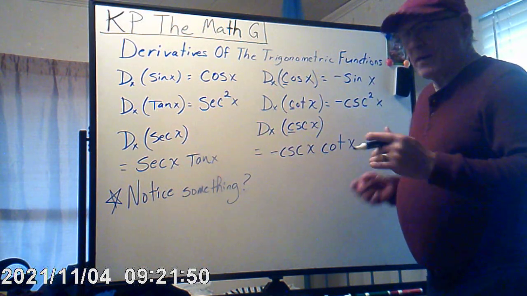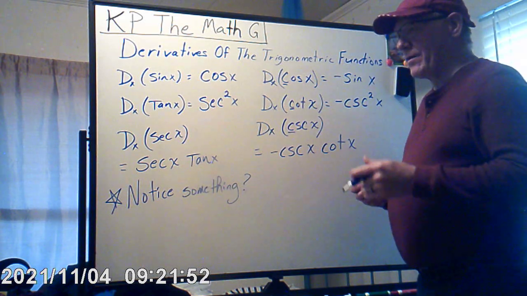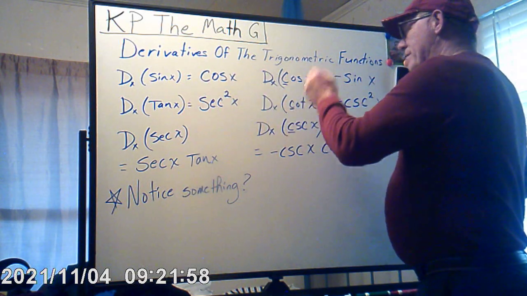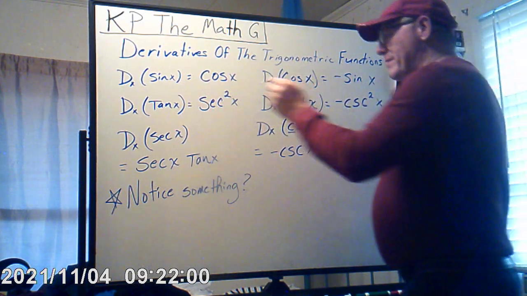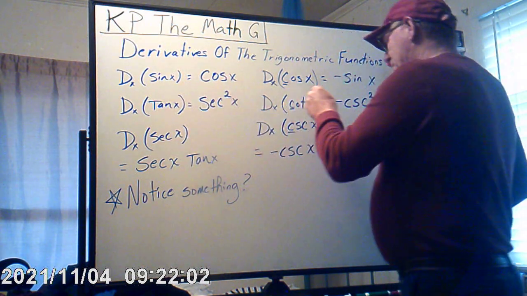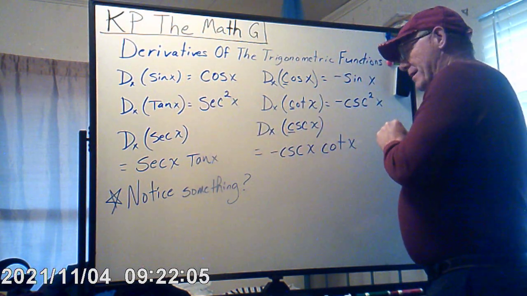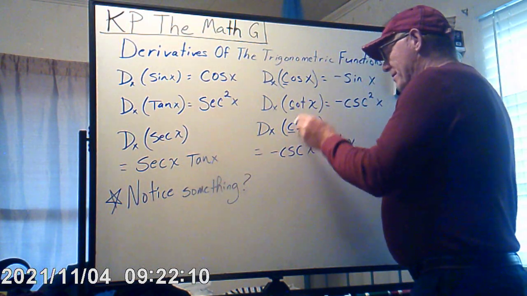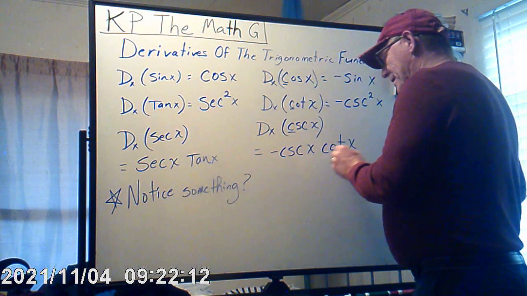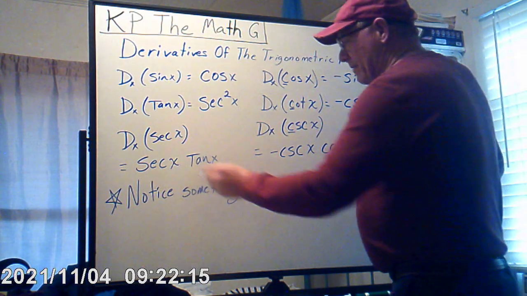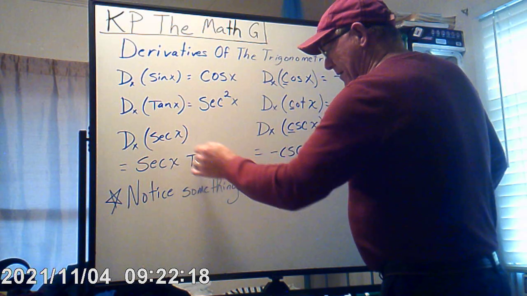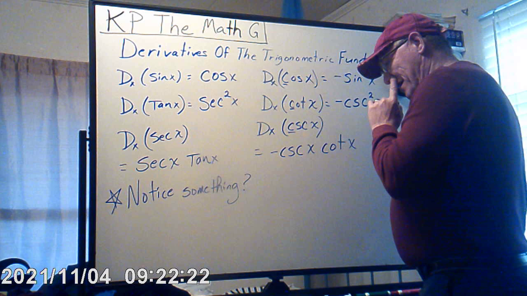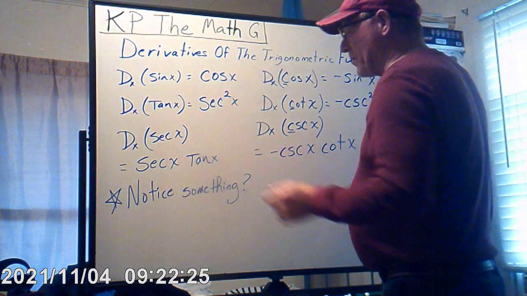You need to commit these to memory if you haven't already. Again, derivative of sine is cosine, derivative of cosine is negative sine, derivative of tangent is secant squared, derivative of cotangent is negative cosecant squared, derivative of secant is secant tangent, and the derivative of cosecant is negative cosecant cotangent. If you kind of remember, you can keep secant and then tack on tangent together here, negative cosecant and then cotangent there. Okay, so those are the derivatives.